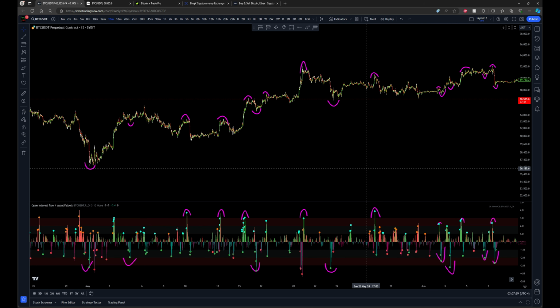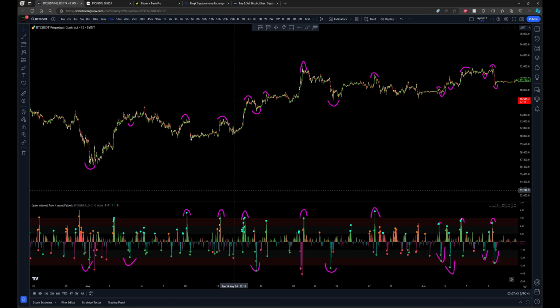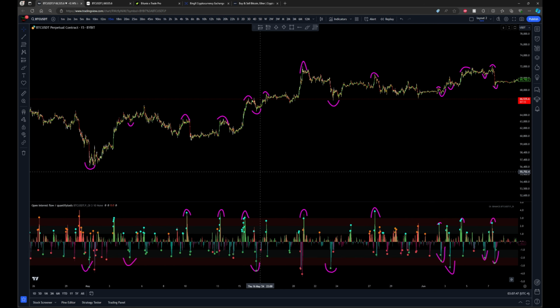All right, so let's take a look at a practical application for open interest. And this is going to be a combination of both flushes on open interest and also big increases in open interest. So what do we typically see? Well, I've marked it on here. This is a tool called Open Interest Flow by Quantified Tools. It's a free indicator on TradingView. I am just using it to demonstrate this in a very clear manner.